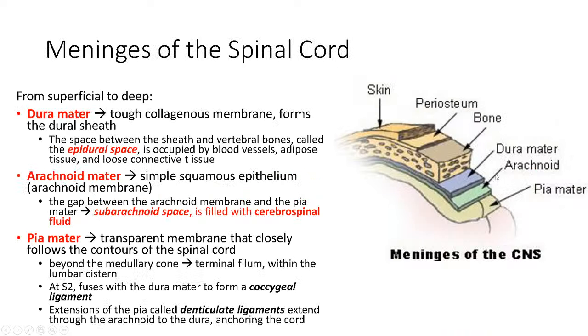All right. Now the dura mater is tough. It is Latin for tough mother, and it can be an incredibly tough tissue. And the space between this sheath and the vertebral bones is called the epidural space, and it's occupied by blood vessels, adipose tissue, and loose connective tissue. When you get an epidural injection, say during childbirth, it's being injected into this space.